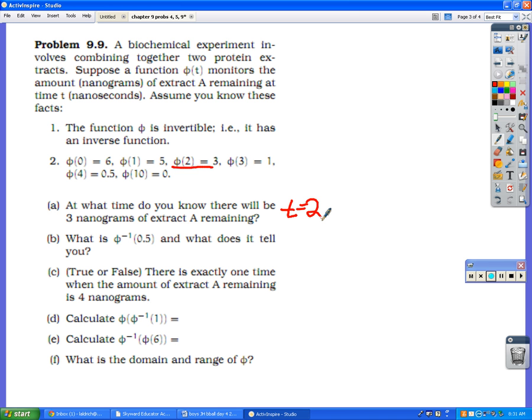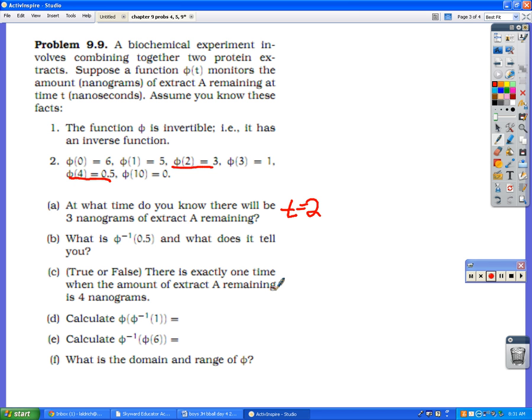What is the inverse of phi at 0.5, and what does it tell you? And remember, when you're doing inverses... The way Kenny solved this problem is it said, when will there be 3 nanograms left? So we look for the 3. Here we want the inverse of 0.5. So what's the answer from here? 4. Yes, this guy right here.